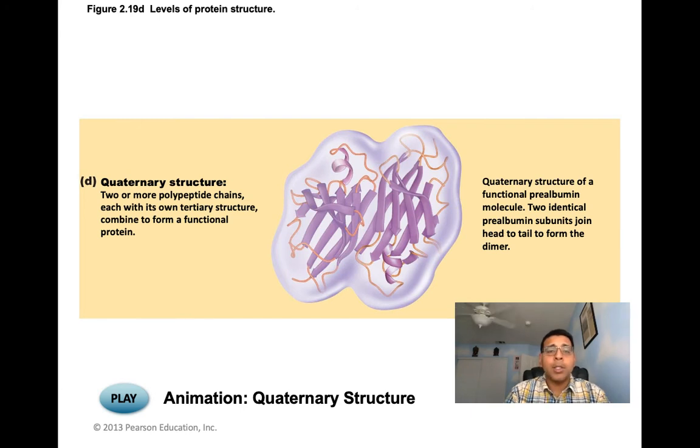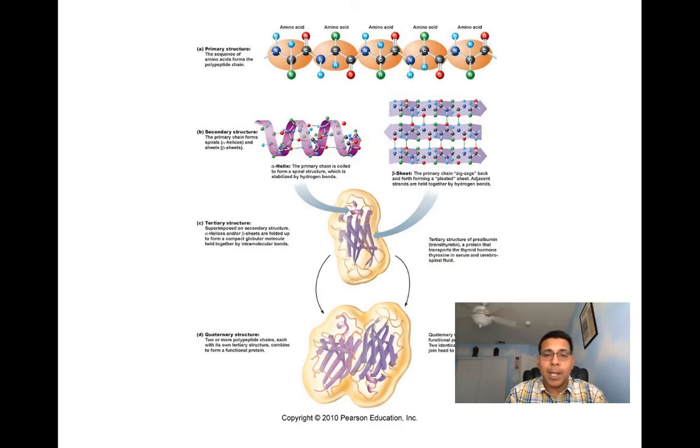Next thing I'd like to talk to you about is protein denaturation. So here you can see primary structure, nice linear chain. And then we've got our secondary structure, our tertiary structure, and then here is our quaternary structure.